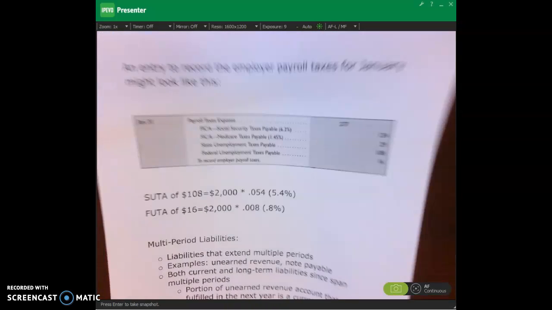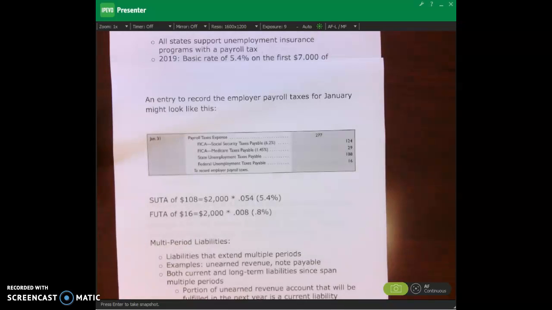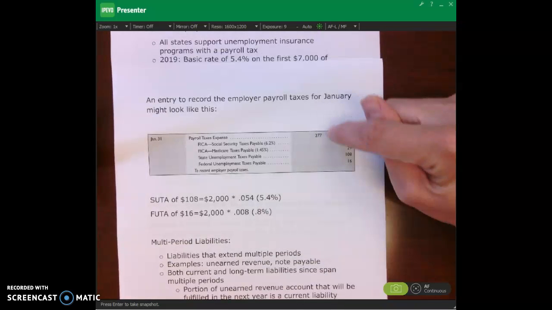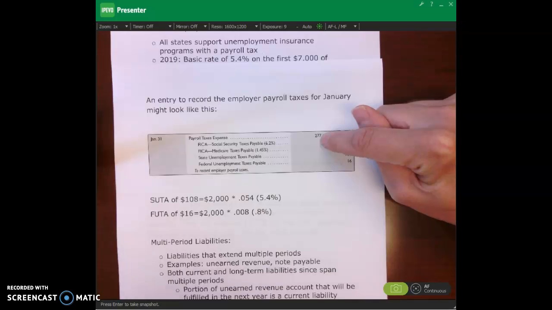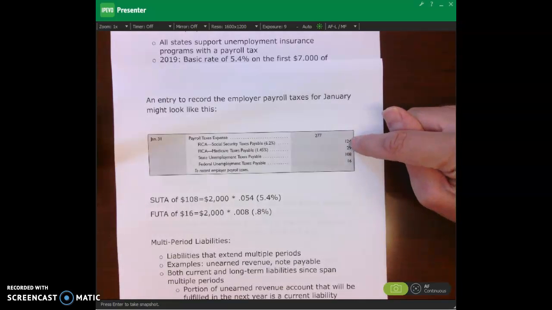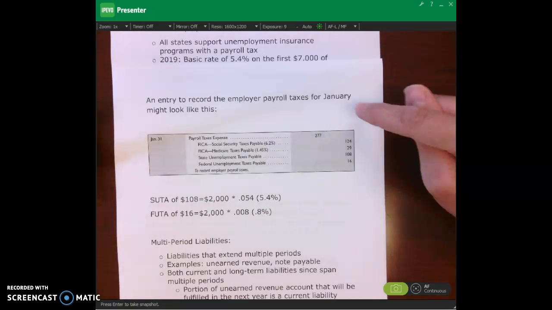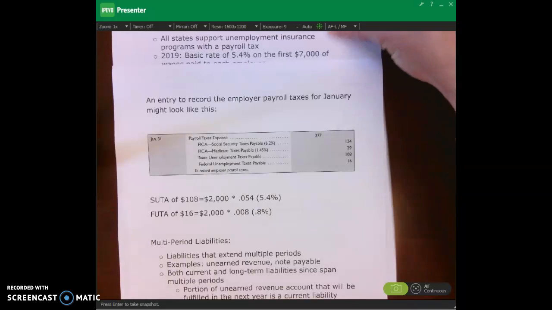So then what happens, right? Remember, they have that $2,000 worth of salary expense, but then they have additional expenses right there. They pay Social Security, the 6.2% of the 2,000, right?